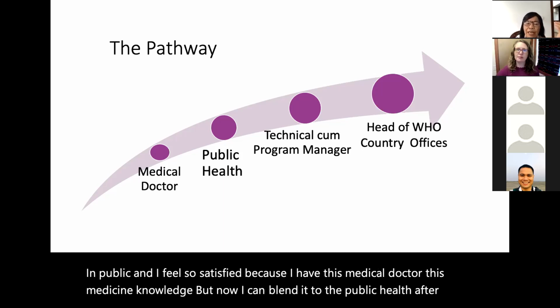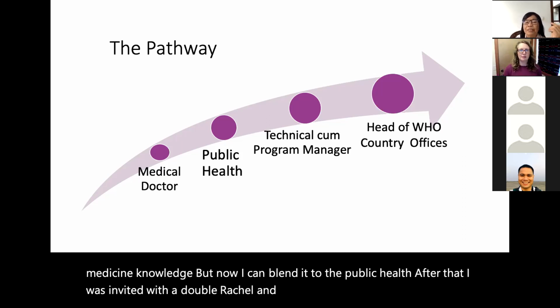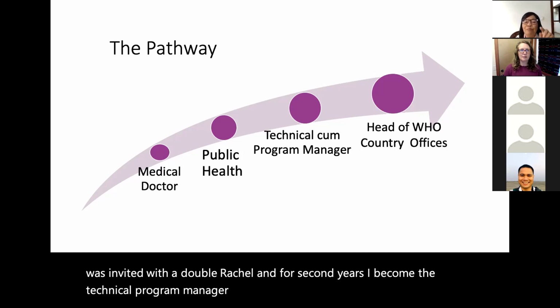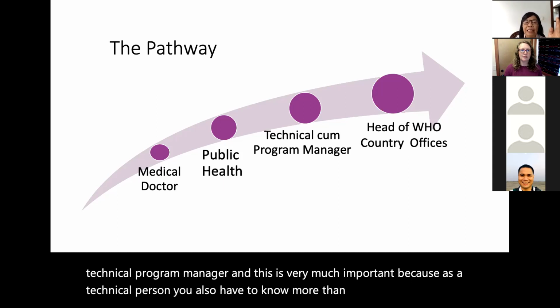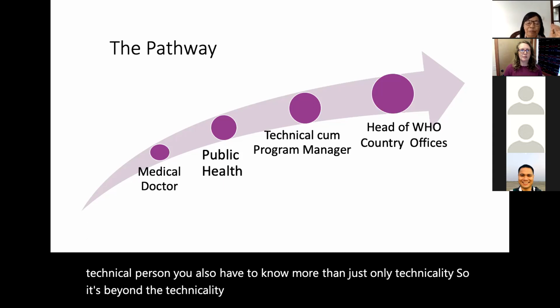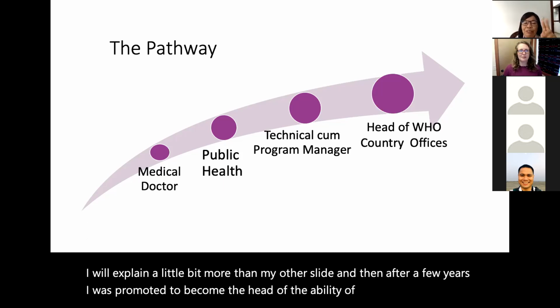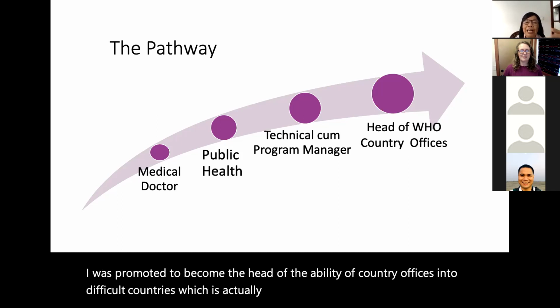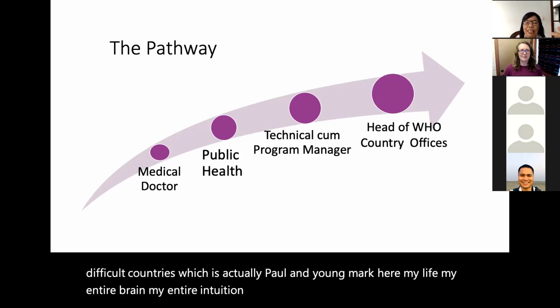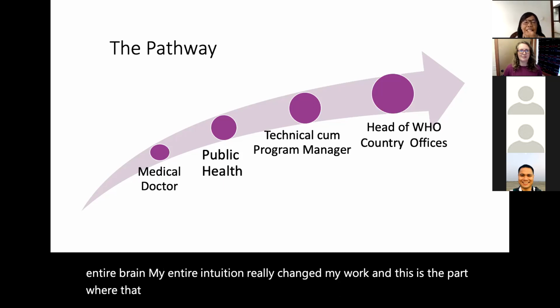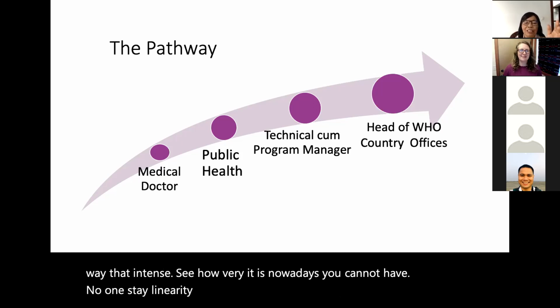After that, I was invited to work at the WHO. And for 7 years, I became the technical program manager. And this is very important, because as a technical person, you also have to know more than just technicality. So it is beyond the technicality. And I will explain a little bit more in my other slide. And then after a few years, I was promoted to become the head of WHO country offices in 2 difficult countries, which is actually Nepal and Myanmar. Here, my life, my entire brain, my entire intuition really changed my world. And this is the pathway that you can see how varied it is. Nowadays, you cannot have a linear pathway, but this is the way that the world now treats us. Further.